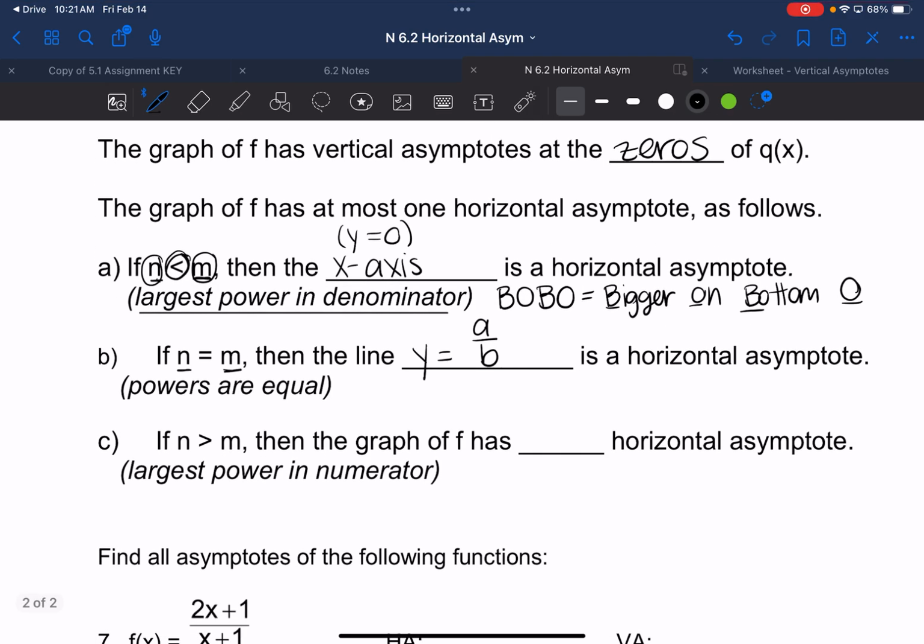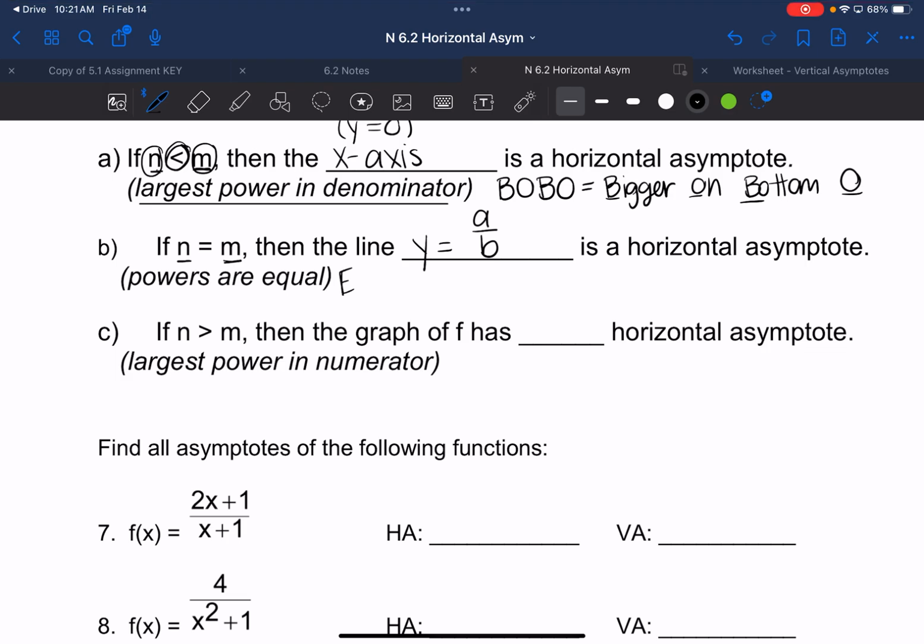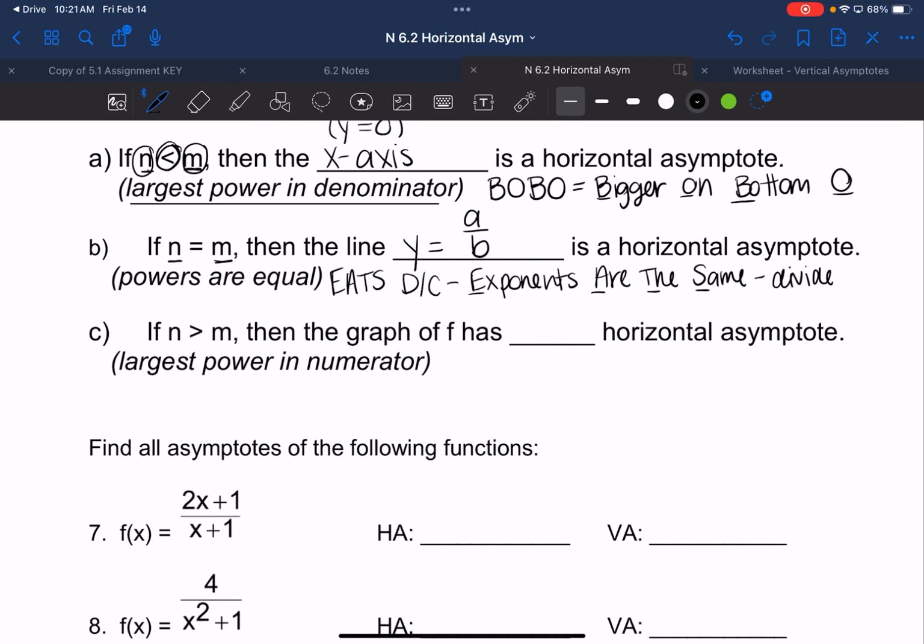Okay? We do have one for this one too if you want an acronym. This one is EATS DC. So this stands for exponents are the same. So exponents are the same. Then we will divide the coefficients.